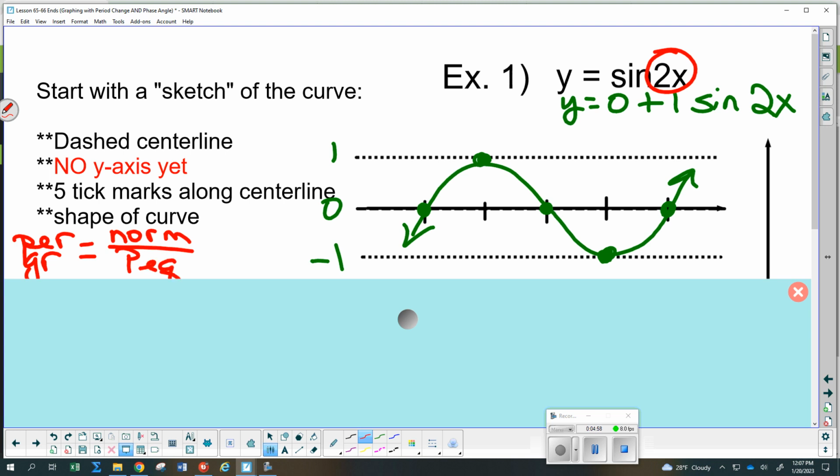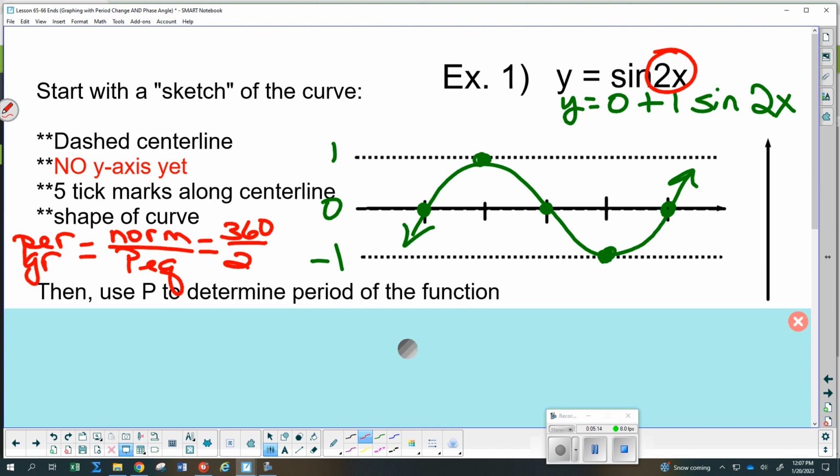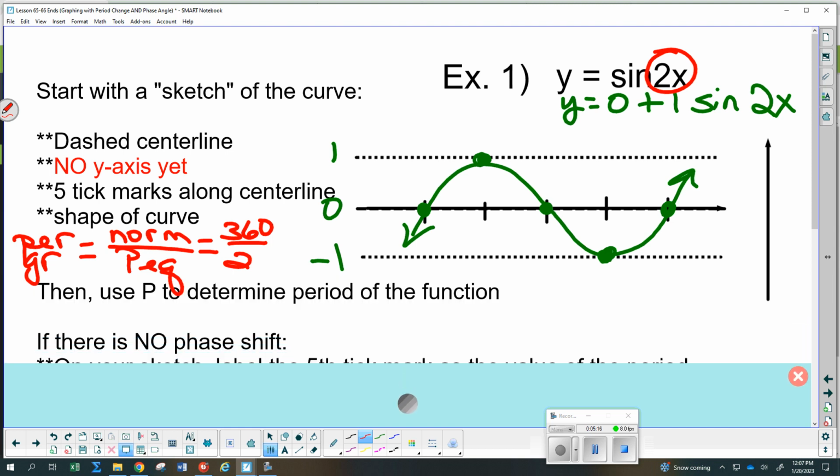So you guys want to do this degrees or radians? Okay, I heard more degrees. So what's normal for degrees? And what's the P in the equation again? That means my period needs to be how many degrees? 180 degrees.